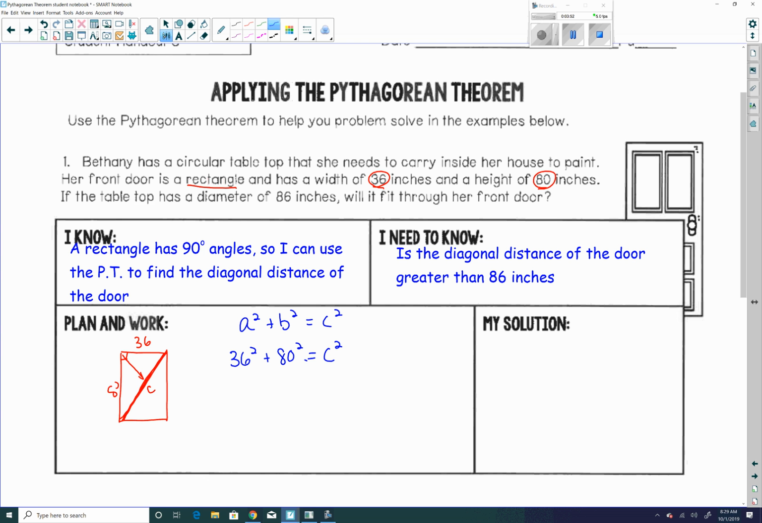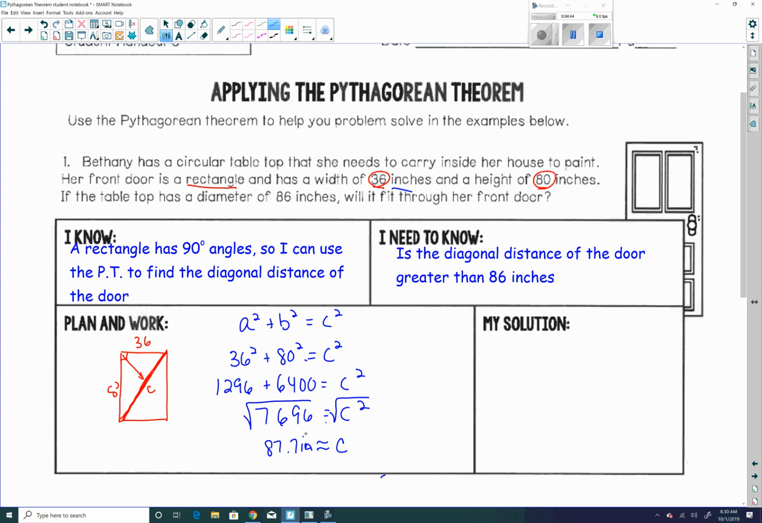So go ahead and square up those numbers. 36 squared is 1,296. And 80 squared is 6,400. That equals c squared. So 6,400 plus 1,296 is 7,696. I want the square root of both sides. So the square root of 7,696 I have at 87.7268, etc. So I'm going to say it's approximately 87.7 inches.